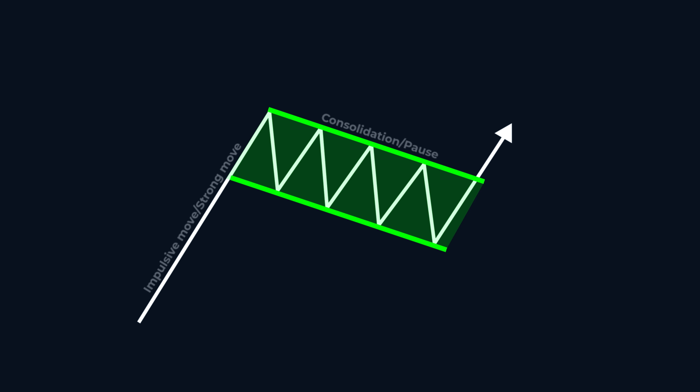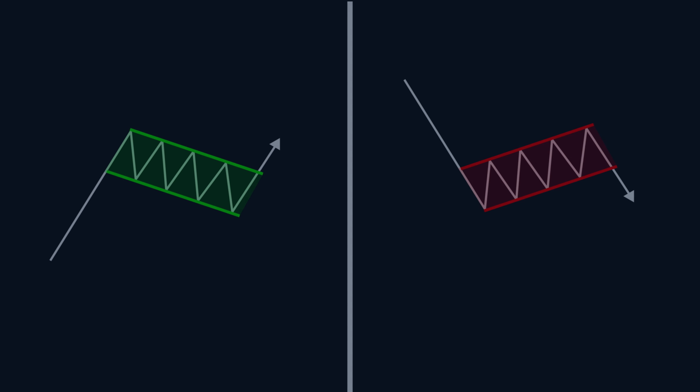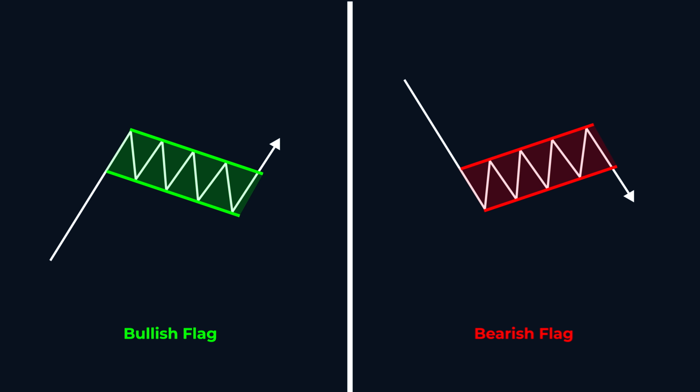When price finally breaks out of this small channel, it's often a signal that the original trend is ready to continue. And remember, this pattern works both ways. Here's what the bullish and bearish versions look like. Now let me show you how to trade a flag using a real example.